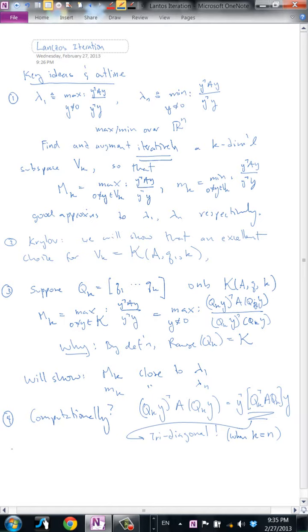So for k equal to n, what we have is Q transpose AQ, which is T, which is going to be some tridiagonal matrix. Now we know that these have the same eigenvalues and eigenvectors, and moreover we know that it's easy to compute the eigenvalues and eigenvectors of a tridiagonal matrix. So this is if we wait all the way for k equals n.